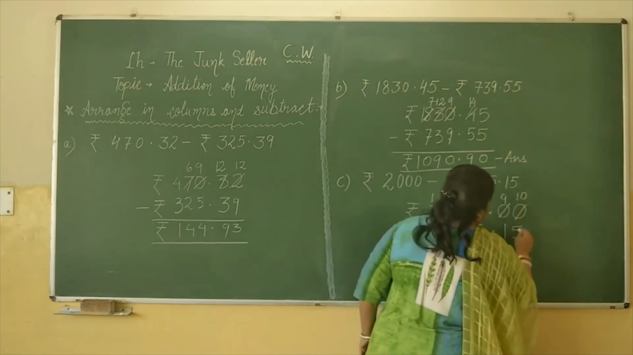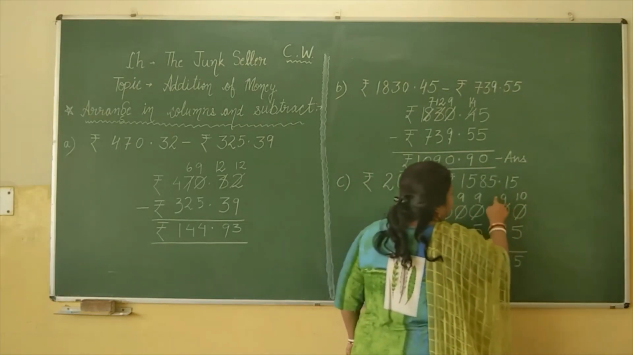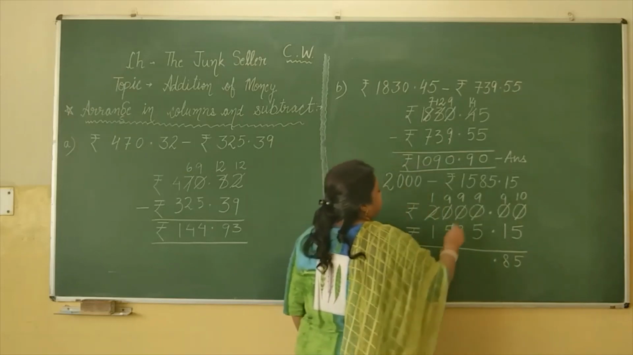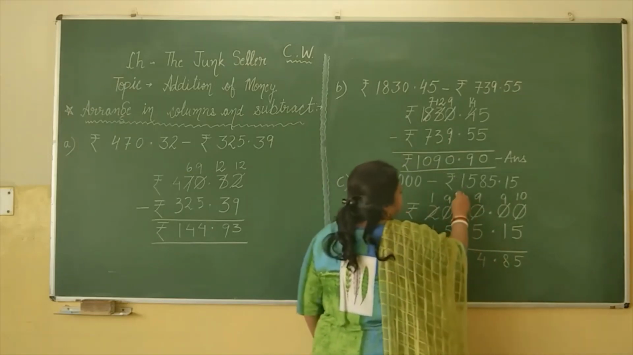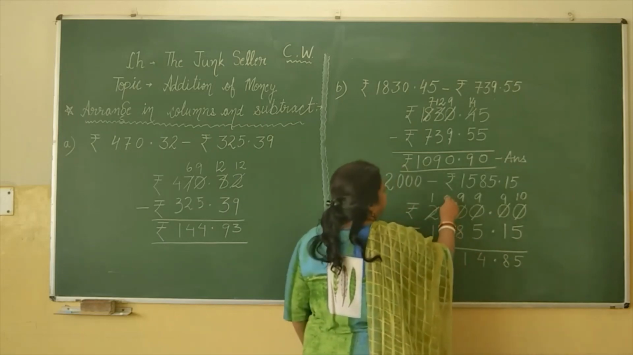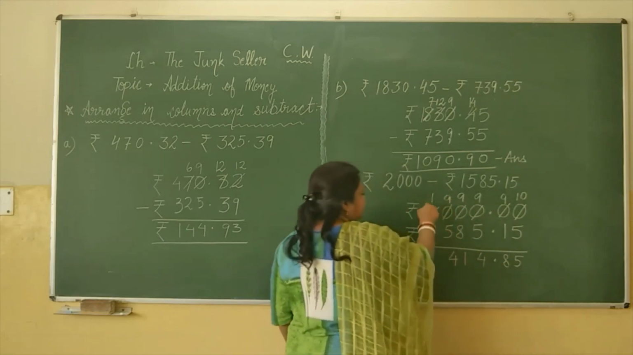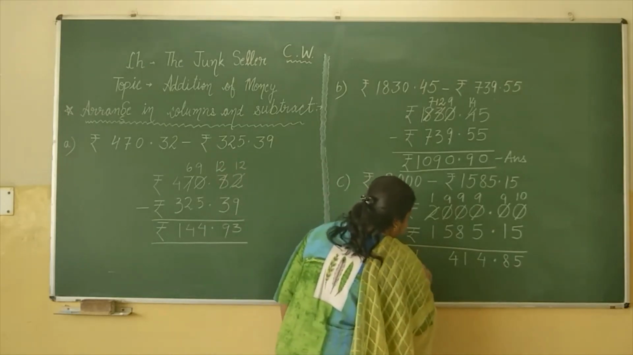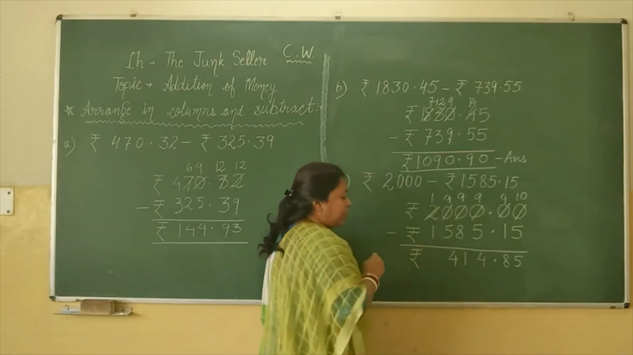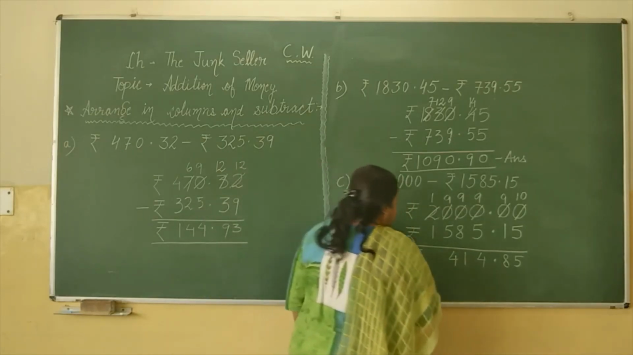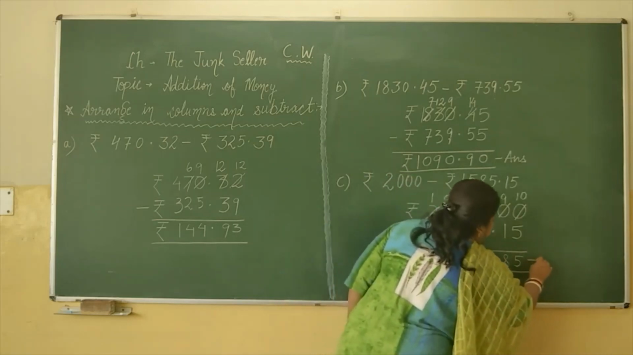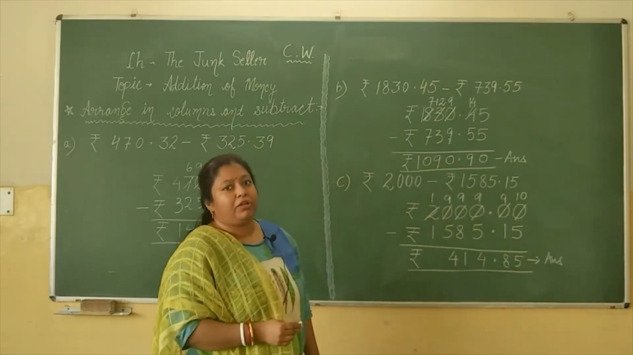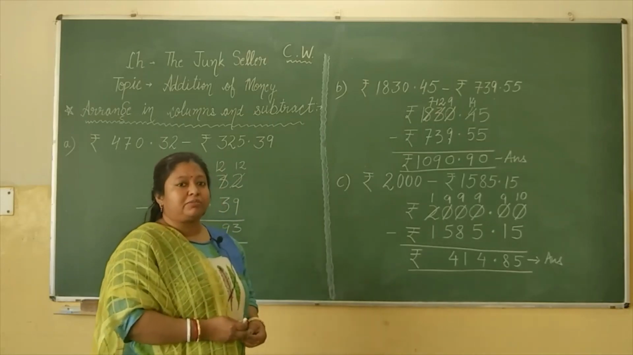Let's do 10 minus 5 is 5. 9 minus 1 is 8. Point comes here. 9 minus 5 is 4. 9 minus 8 is 1. 9 minus 5 is 4 again. And here 1 minus 1 is 0, so we don't write it here. We can leave it just like that without writing any digit, as it is the last one. So our answer is 414.85. Okay children, I think you have understood the subtraction of money.